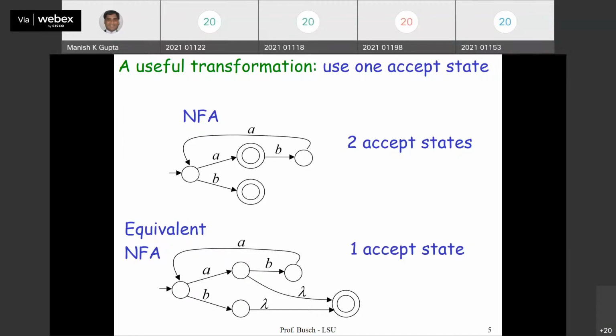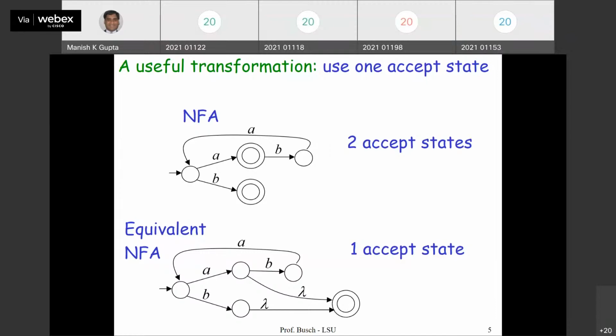So now you see that here in this NFA we have two accepting states. I can always make two accepting states into a single accepting state by putting these lambda transitions. This is a very useful trick, and while combining machines we will use these kinds of tricks. From two accepting states, you make an equivalent NFA with one accepting state.